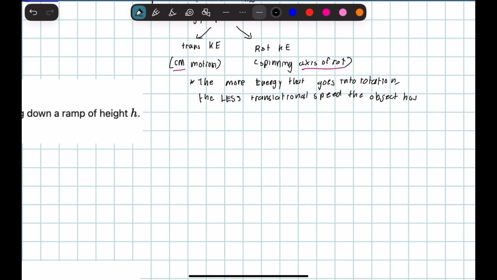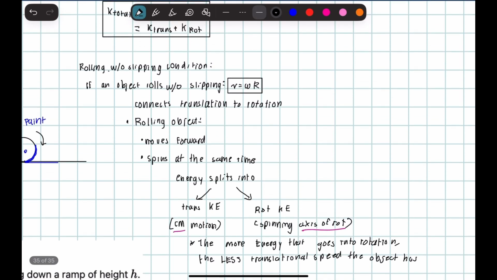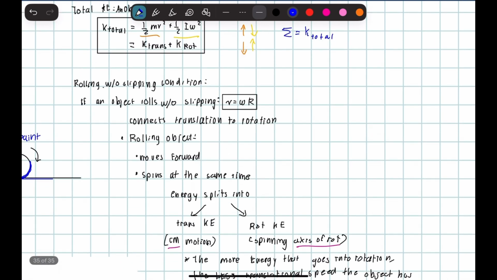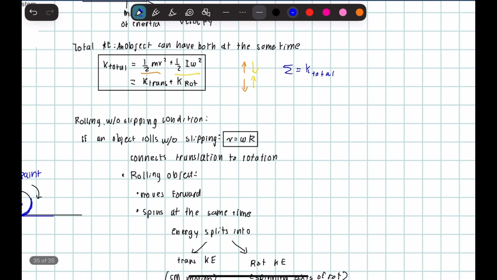Why? Because remember, it's the sum. So again, remember that it's the sum. So if you increase one, the other one has to decrease. Remember, they sum up to one thing, right? So that means that if you adjust one of them, the other one has to match, adjustment wise.